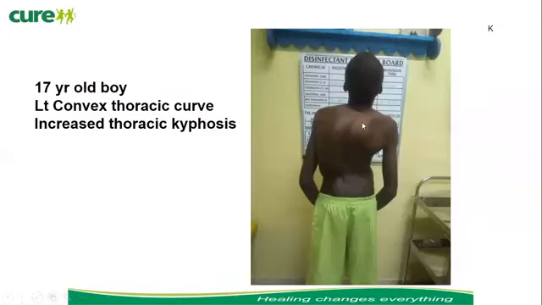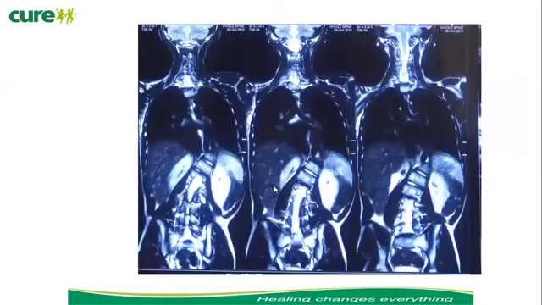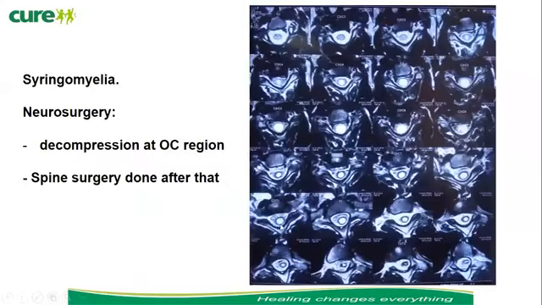This child was 17 years of age, but had a left thoracic curve. There was also significant scoliosis, not kyphosis. So we just did an MRI. What we found in the cervical spine was a very huge syrinx that had to be attended to by the neurosurgeon. So again, an MRI was very important for us to do that.